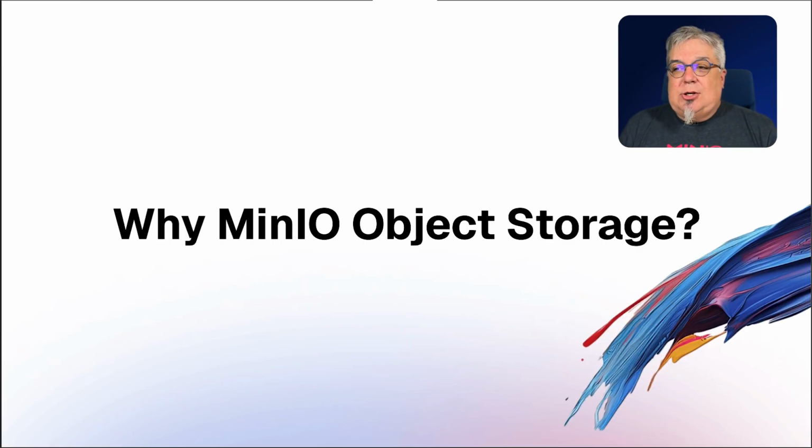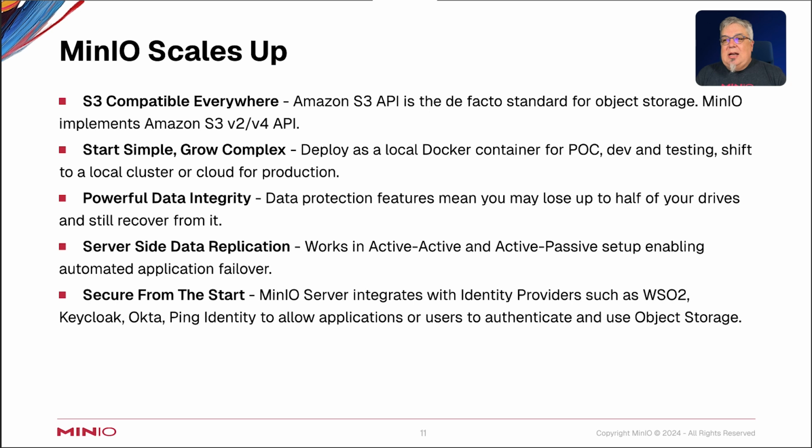So this brings us to the question, if I can just use S3, why would I use MinIO object storage? The benefit of MinIO is that it scales up very, very easily. It gives you S3 compatibility everywhere. So Amazon S3 API, that's the de facto standard for object storage. MinIO is implementing the Amazon S3 v2, v4 API, right? We've done this through reverse engineering. We've done this through extensive testing.